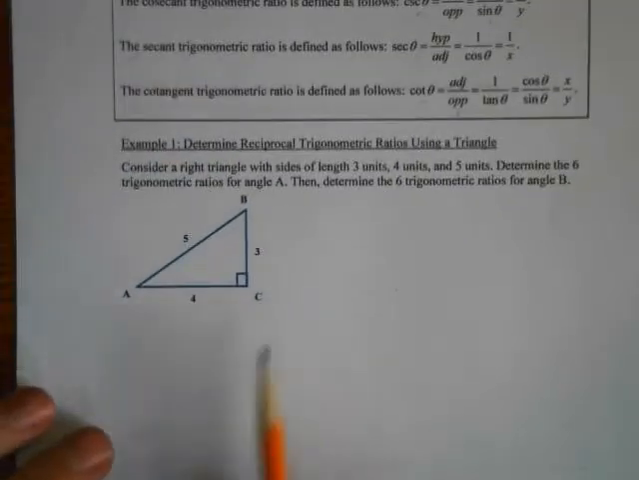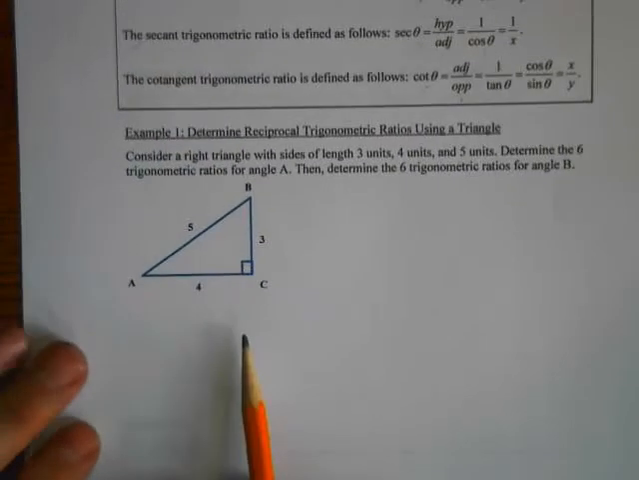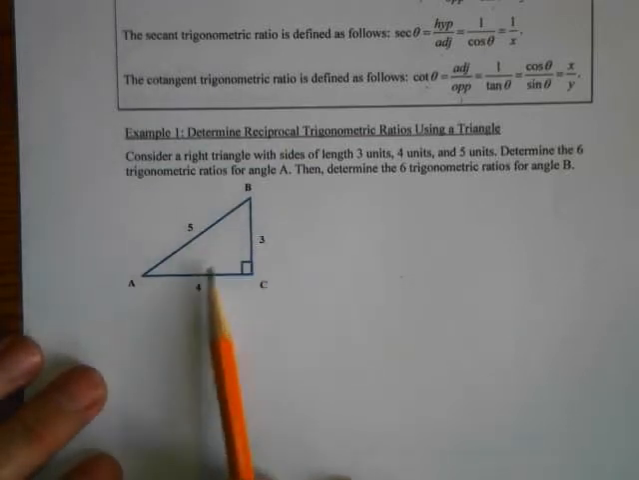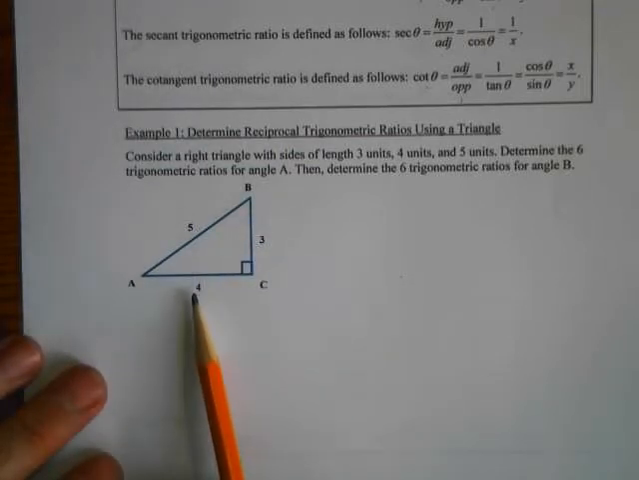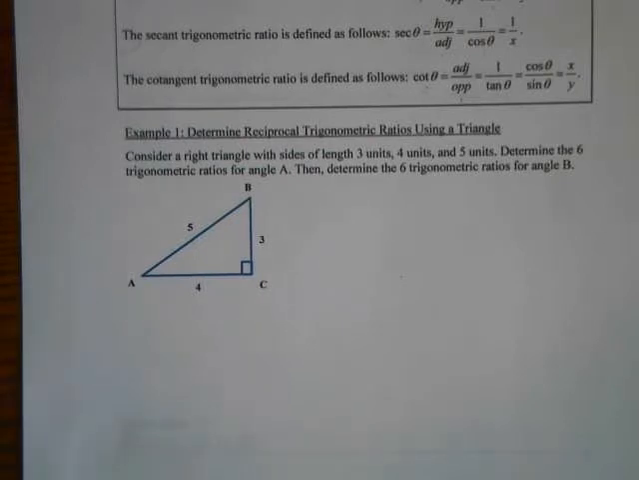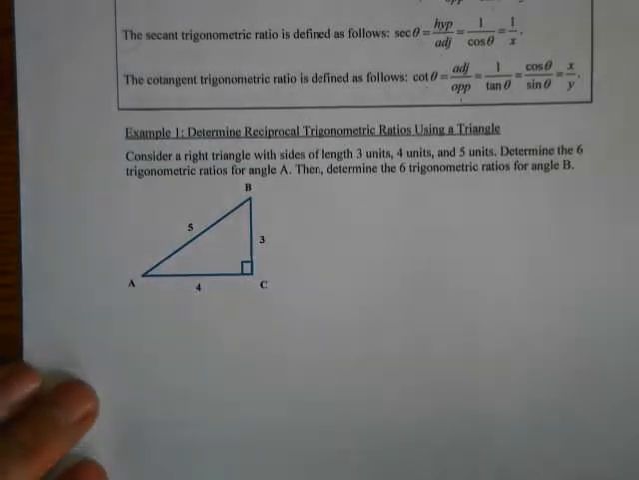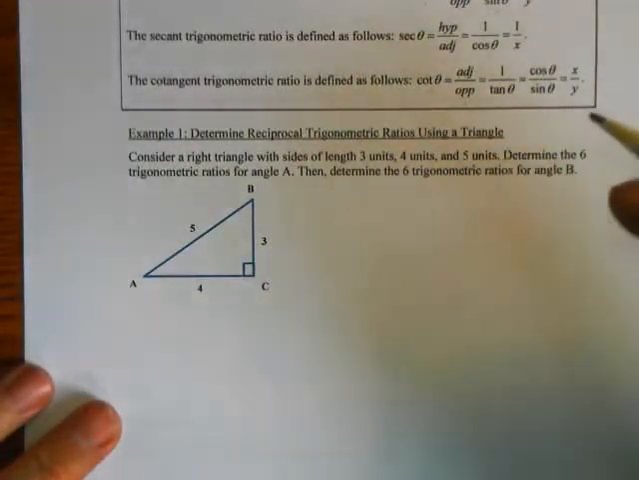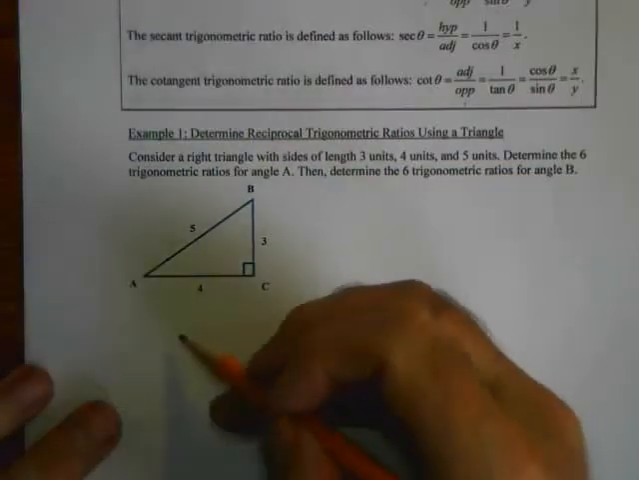This example here will show how we do this. If we have this triangle ABC and we've got the three side lengths of each side, we want to determine the 6 trig ratios for angle A and then the 6 trig ratios for angle B. So that's a total of 12. Once we get going, it's not going to be a problem. So let's start with angle A.